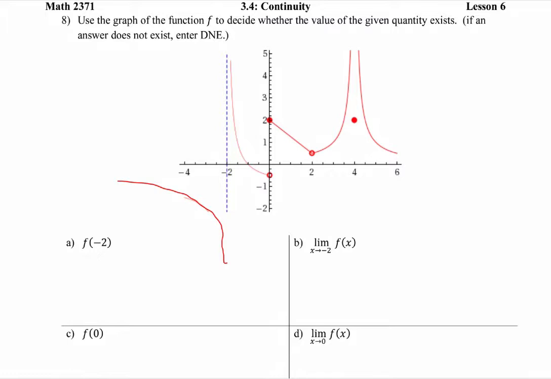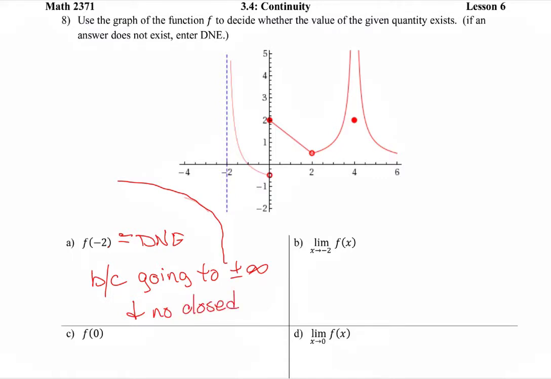At x equal to -2, the value of f of -2 does not exist, because at -2 it's going to negative infinity and positive infinity, and there is no closed circle. All right?